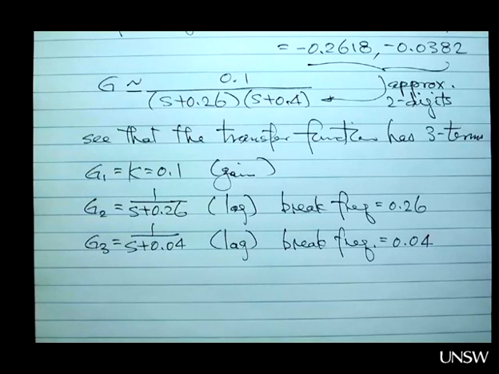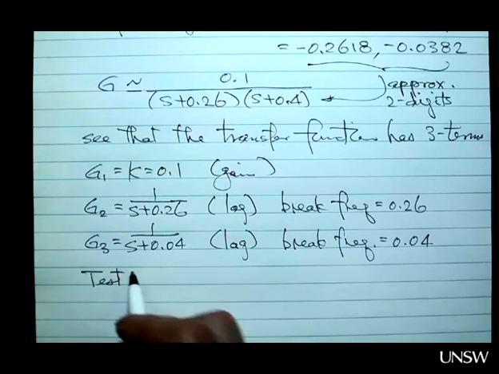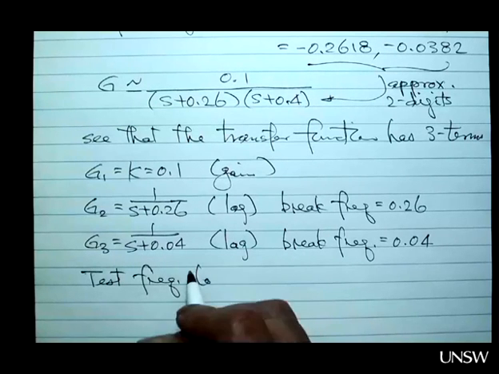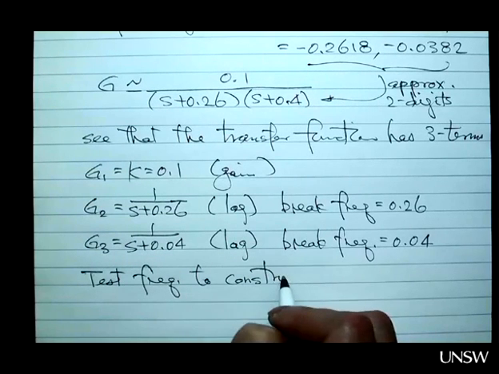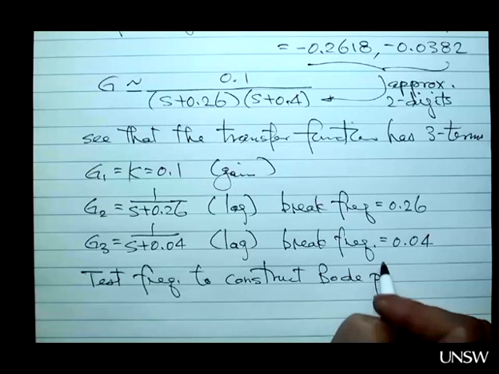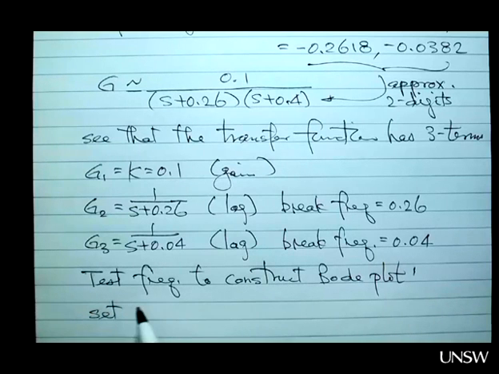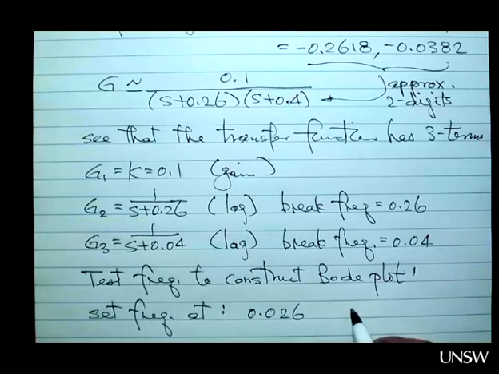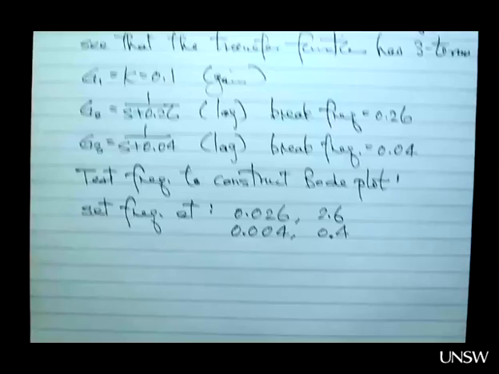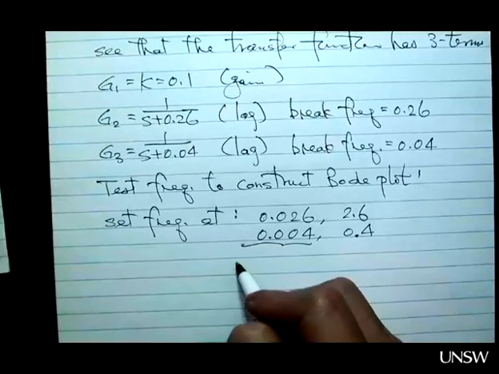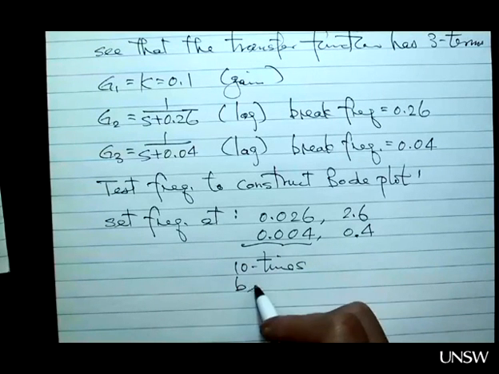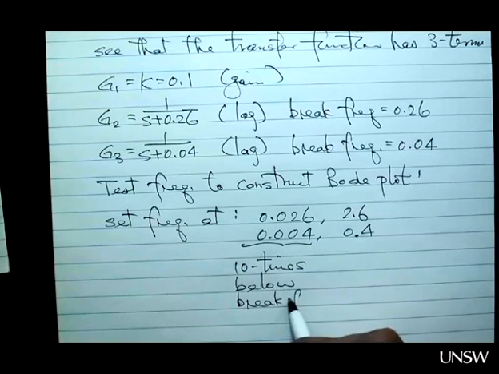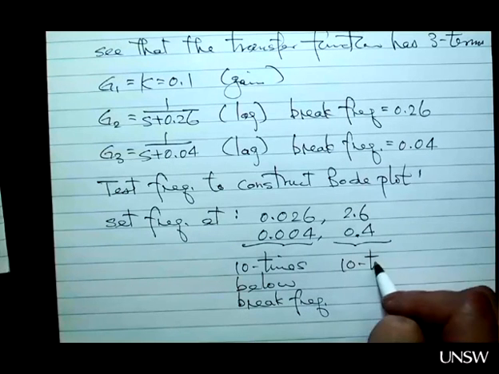So for all the test frequencies, to construct the Bode plot, so we set the frequencies at 0.026 and then 2.6, then 0.004, and then 0.4. So here it is 10 times below the break frequency. Here it is 10 times above the break frequency.